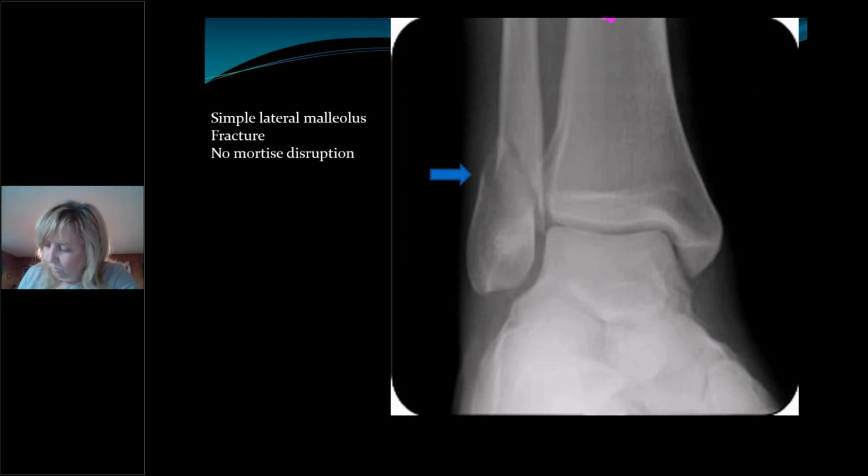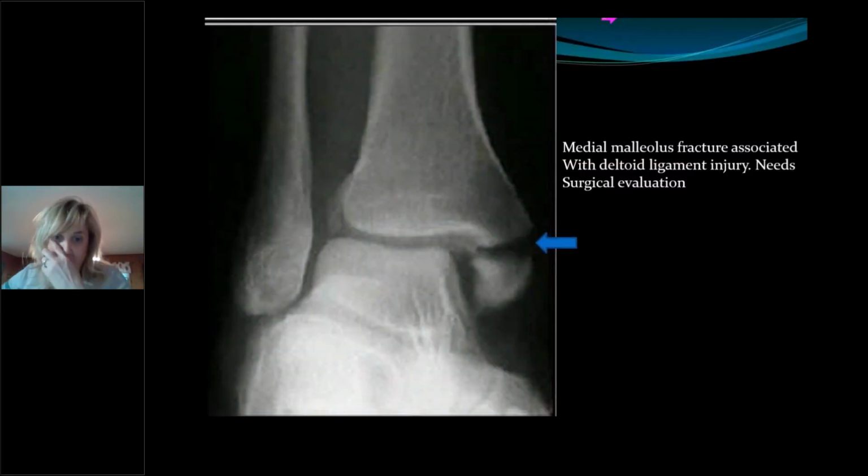So here's a simple lateral malleolus fracture. However, if we look at the ankle joint, there's no significant mortise disruption, nor do they have pain over the lateral malleolus or the medial malleolus. So this is a very simple injury, pretty easy to take care of. This is not an unstable joint. This is a simple lateral malleolus fracture.